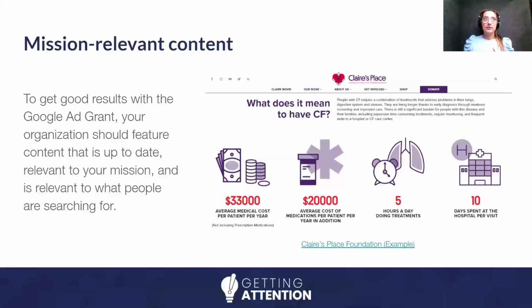The other thing that this is doing, I think this is a pretty impactful piece of content, which is why I like to talk about it. But the other thing that it is doing, it is already building the case for why Claire's Place Foundation, excuse me, exists and what they are doing to remedy the problem. So, they have this donate call to action up in the corner, but if you didn't understand that the medical cost for CF patients is very high, that there are these prescription medications that they need to buy in addition, you may or may not be compelled to donate.